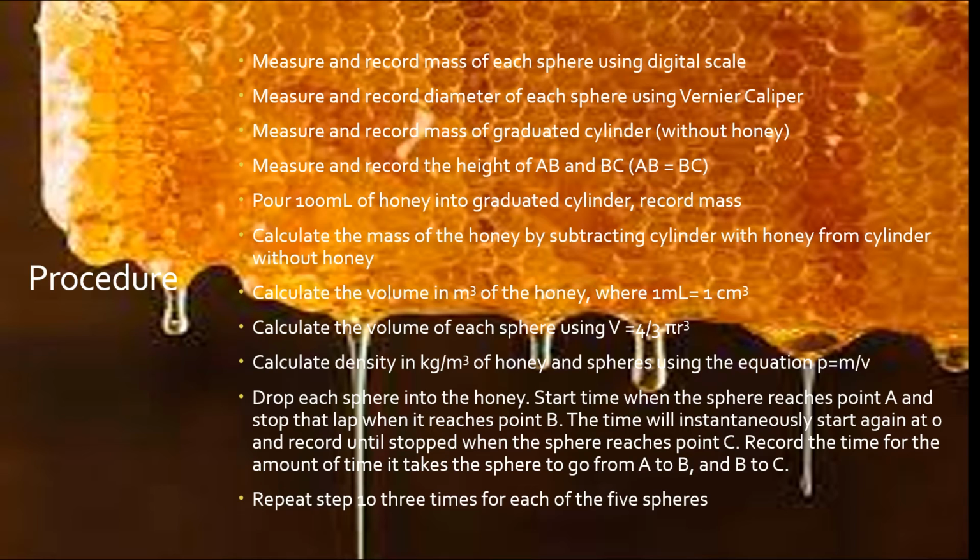Next, I will calculate the volume of the honey, and then I will calculate the volume of each sphere using the equation volume equals 4/3 pi r cubed. Then the density of the honey using the equation density equals mass over volume. Next, I will perform my trials by dropping each sphere into the honey and repeating this step for each variable.